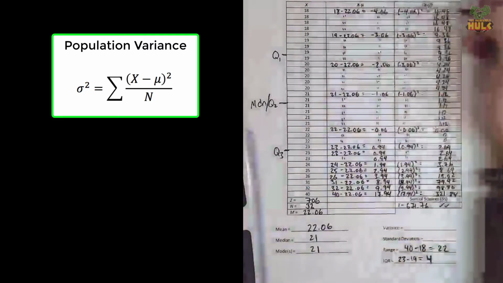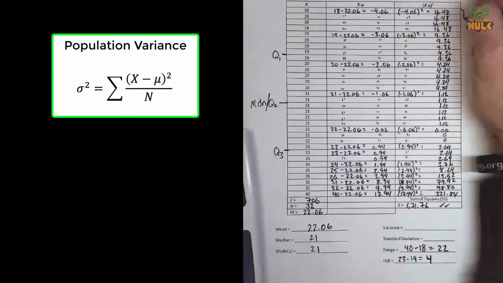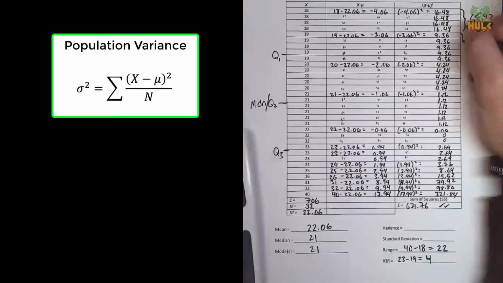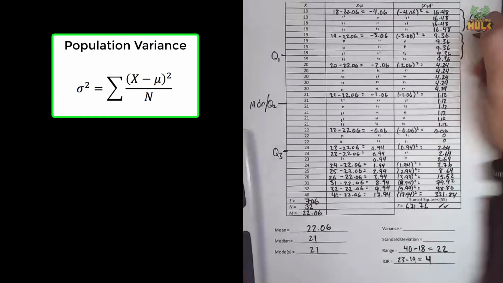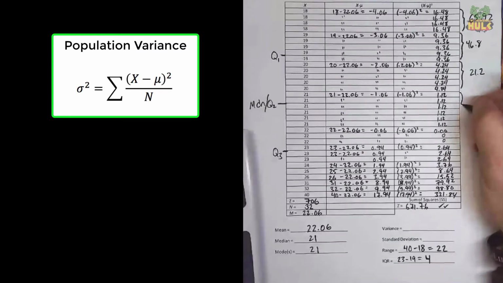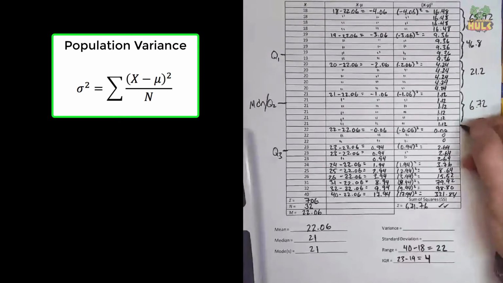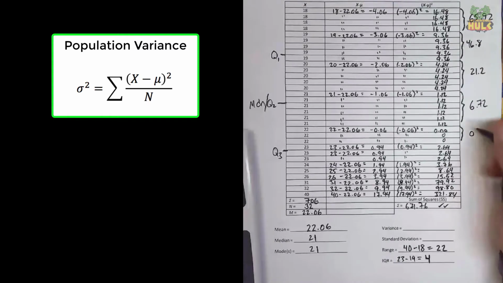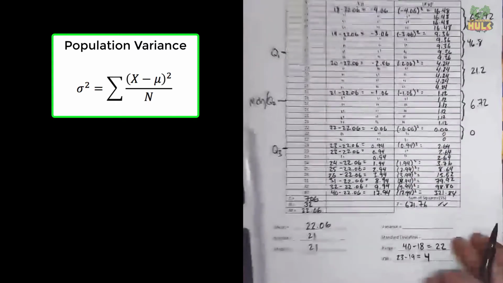Another shortcut, if you have things like this, is to say, okay, well, these four are together, and if I added them up, it was 65.92. And same thing down here, if I added these up, it's 46.8. And if I add these up here, it's 21.2. And so if I continue that down, 6.72, and this is going to be 0. And then we'll leave all these separate because they're just sort of all over the place here.